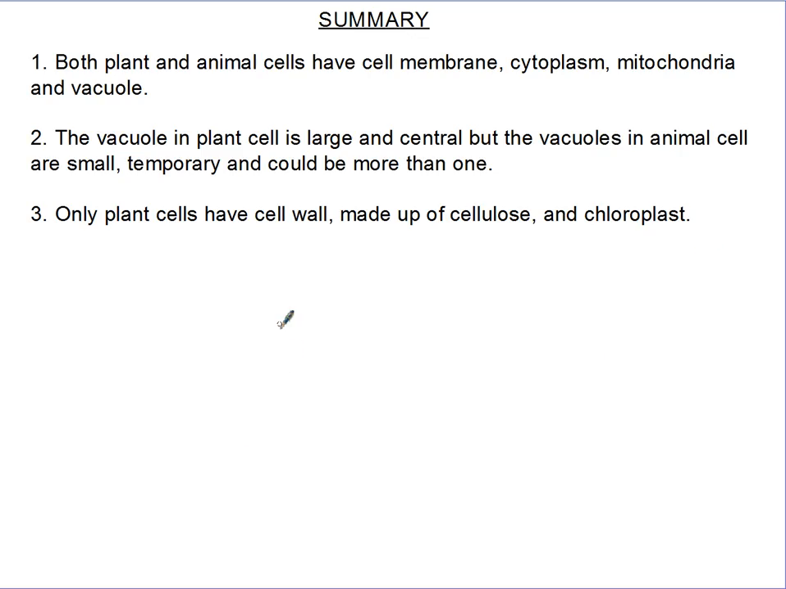In summary, we learned that both plant and animal cells have cell membrane, cytoplasm, mitochondria, and vacuole. But the vacuole in the plant cell is large and central, and the vacuole in the animal cell is small, temporary, and then could be more than one. Okay, only plant cells have cell wall made up of cellulose and chloroplast. Please take note, the vacuole is a similarity, at the same time a difference. It is a similarity because it occurs in both of them. It is a difference because in the plant cell it is large and central, but in the animal cell it is small and temporary.